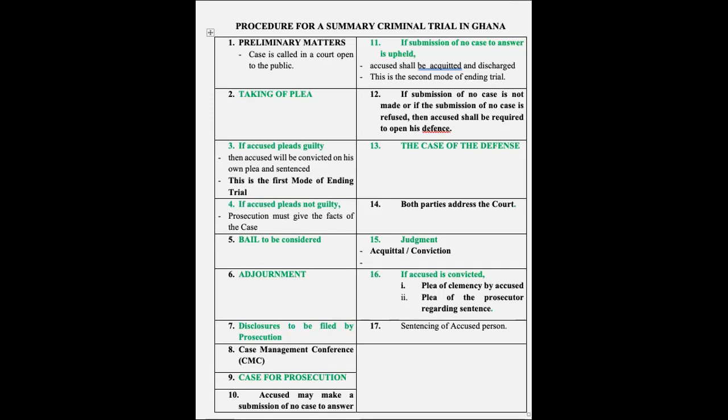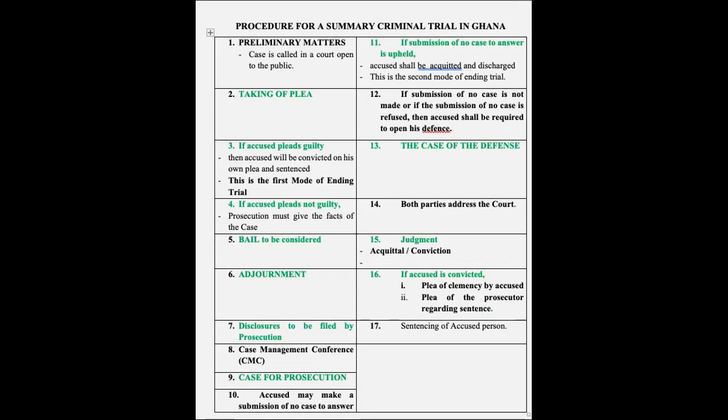After the adjournment, the prosecution will have to file their disclosures. After the filing of the disclosures, we shall have what we call the case management conference. After the case management conference, timelines will have been set for the trial to begin. So the next time we come to court, it will be the case for the prosecution.